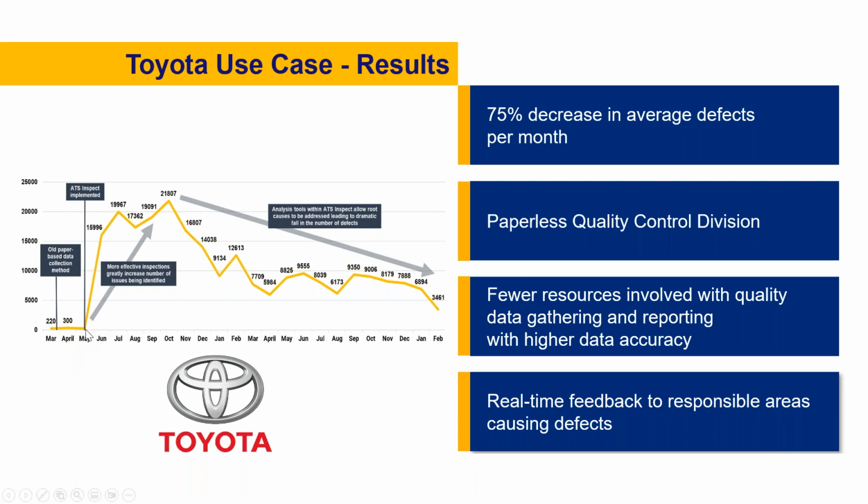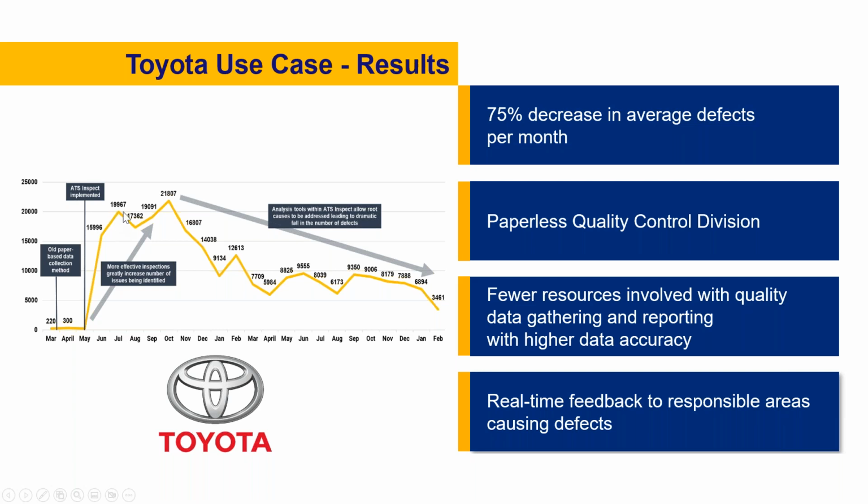So what we can see here is that in May they started implementing Inspect, and already after a month or two they were up to 16,000-20,000 defects that were being captured. So that doesn't mean that they are creating more defects than before, but just that they are now actually able to capture all of the defects in the digital system in ATS Inspect.